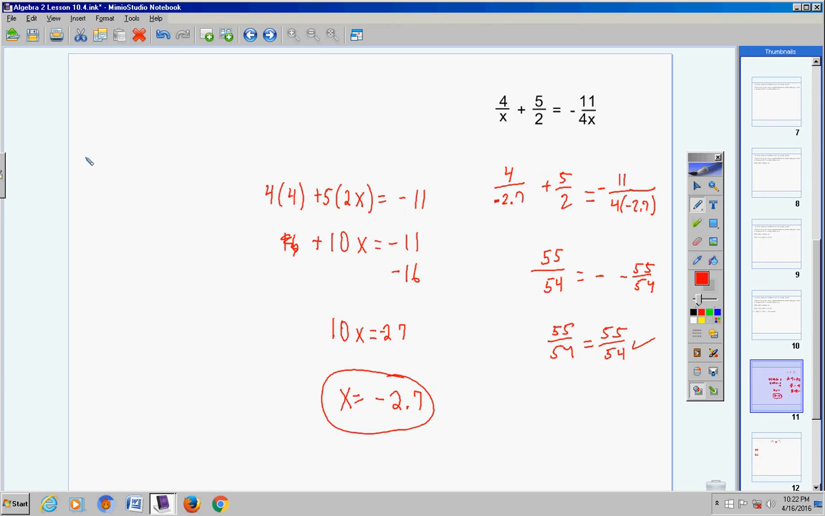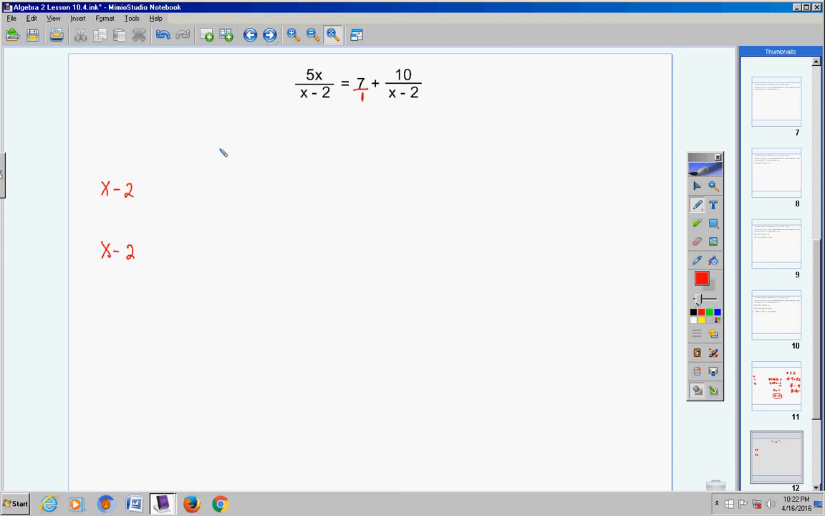We had x for a denominator, 2 for a denominator, and 4x for a denominator right here. All of those were monomials, so it was pretty easy. Look at your numbers first, and then your variables. Now we've got some binomials, so you're looking at groups of binomials. Watch. How many groups of x minus 2 do I have? 1. How many groups do I have here? 1. Which one has the most? Well, they both have 1. So your common denominator is simply x minus 2.